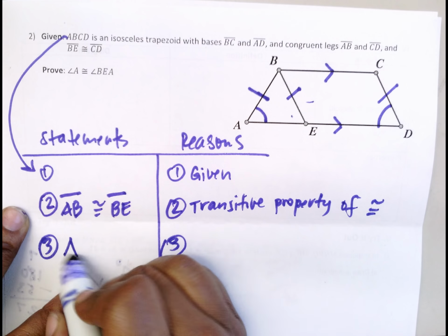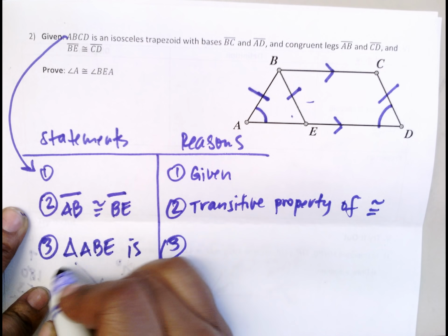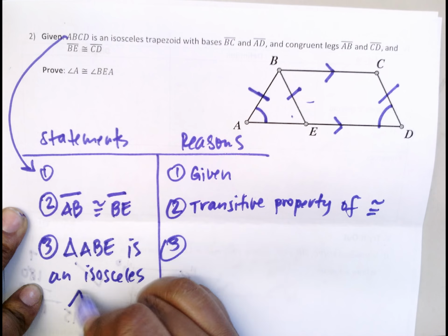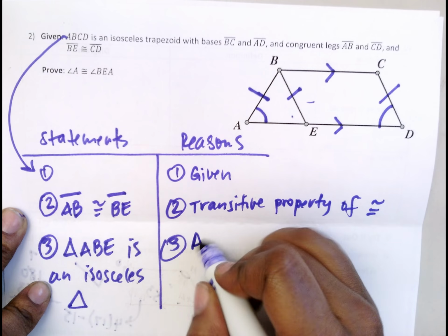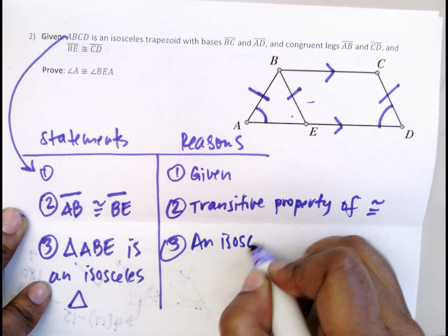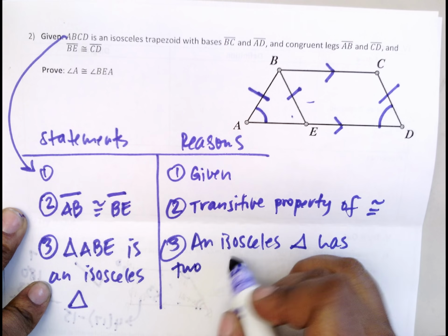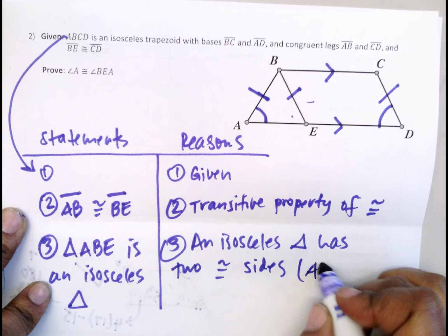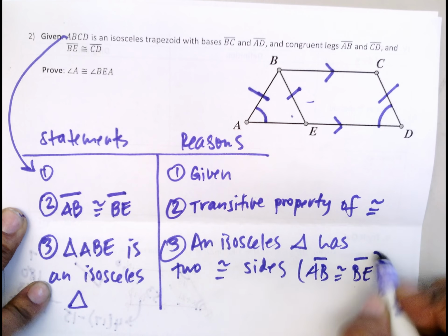Then, triangle ABE, we're making this as a statement, is an isosceles triangle. How do we know that? An isosceles triangle has two congruent sides, and those are AB and BE. Okay?